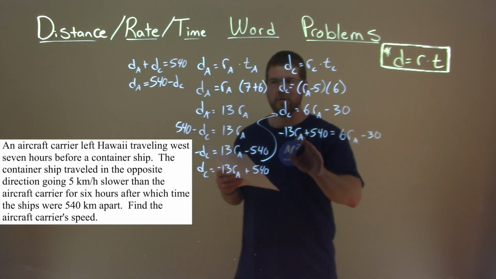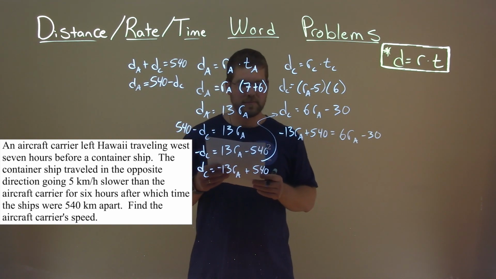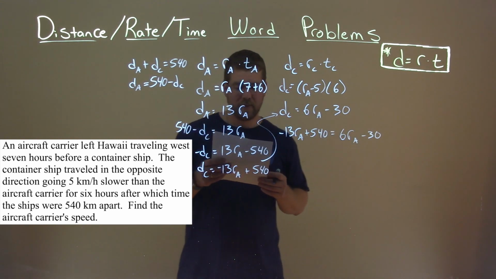And now we have the equation here where we just have our variable r sub a that we need to find, the rate of the aircraft carrier. So let's try to get that by itself.